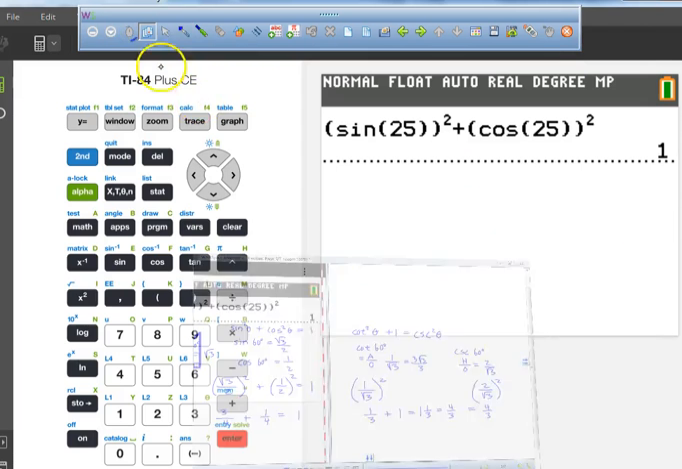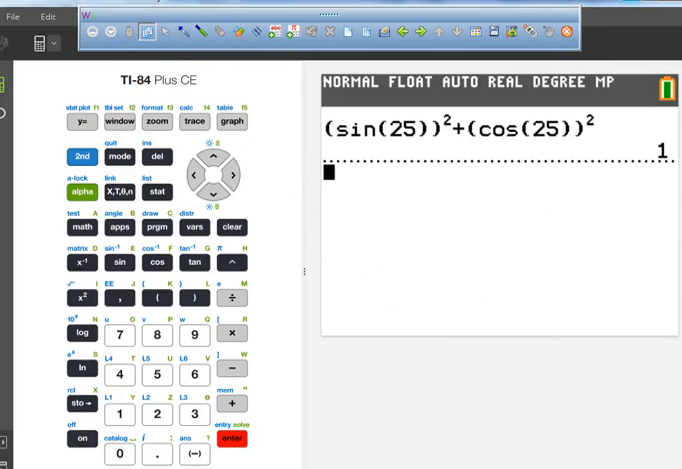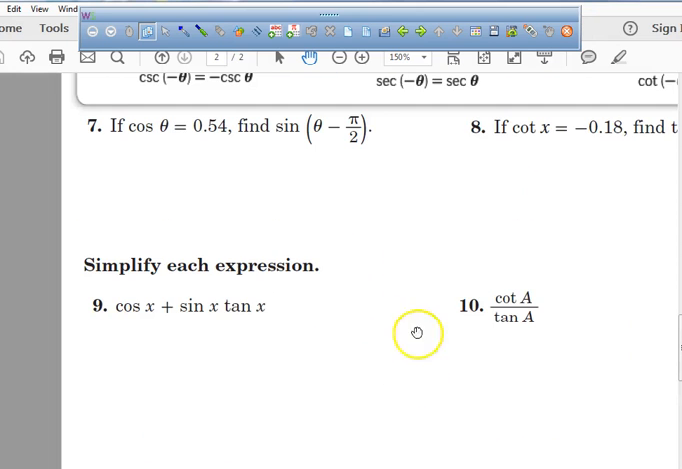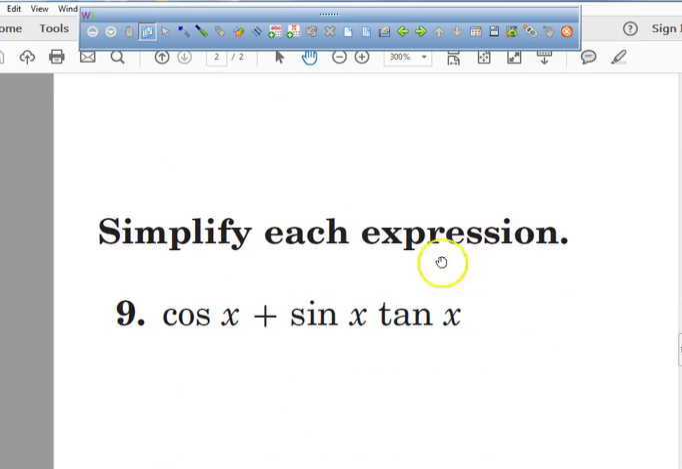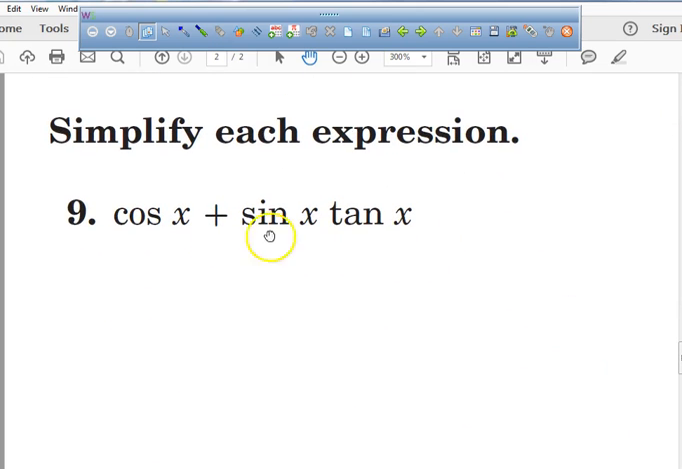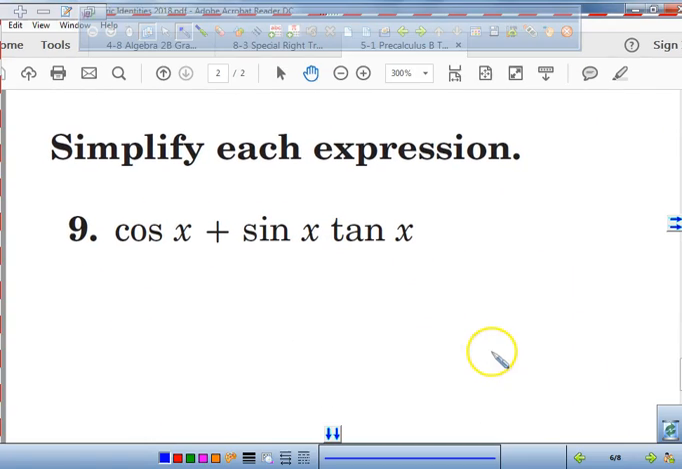All right, now that I've totally bored you guys, we're going to do some problems so that you can actually wake back up. So here we go. We are going to simplify this expression: the cosine of x plus the sine of x times the tangent of x. Go ahead and put number 9 into your journal. I'll show you how to work it step by step all the way through.